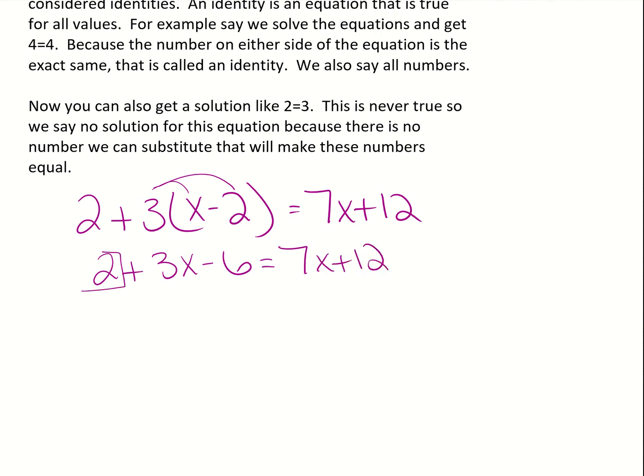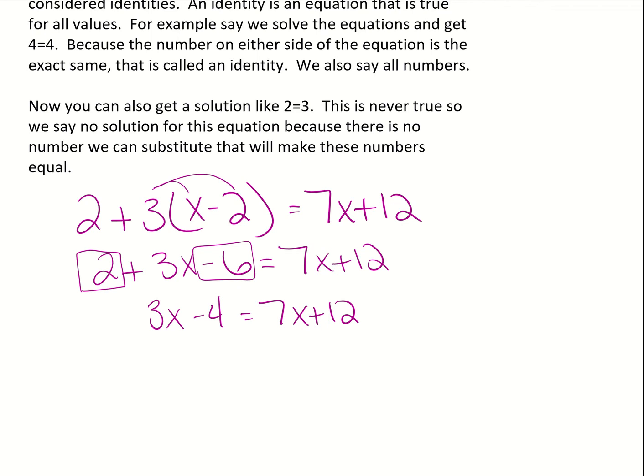I'm going to combine my like terms here, this 2 and this negative 6, and I'm going to get 3x minus 4 is equal to 7x plus 12. Now you're probably saying, oh, this is what it means, no solution. No, you can keep solving. So this is where that problem we did in 4 different ways comes into play. So you can do one of 4 things. You could subtract 3x, you could add 4, you could subtract 7x, or you could subtract 12.